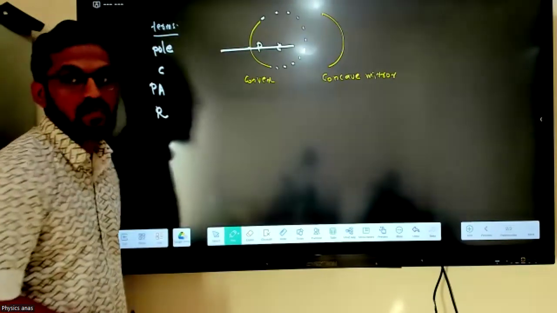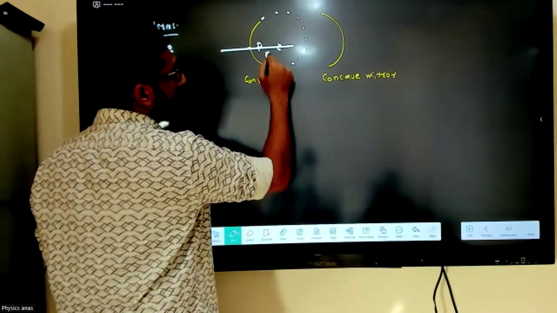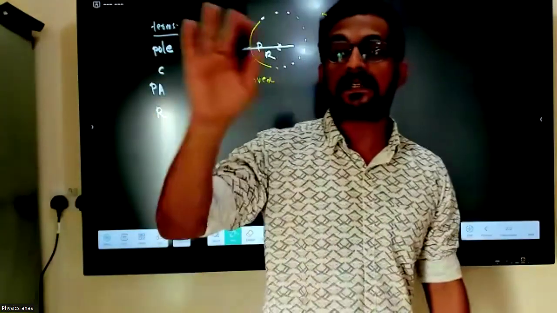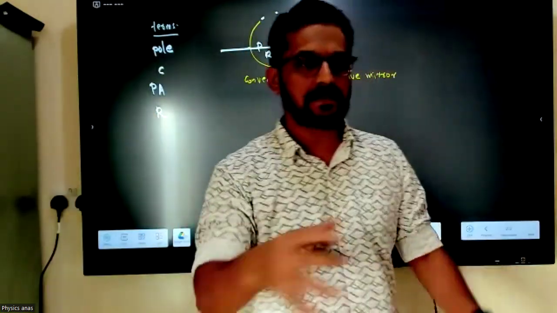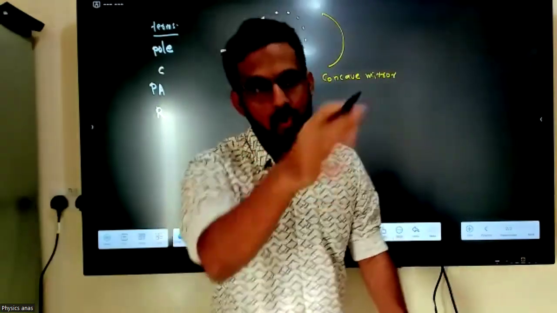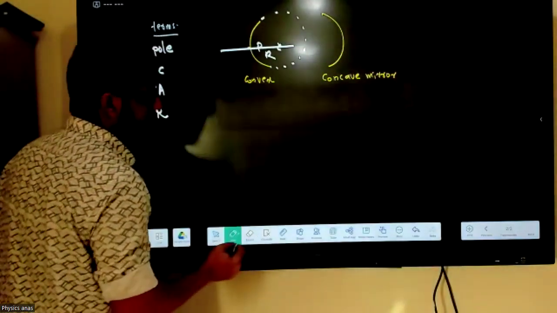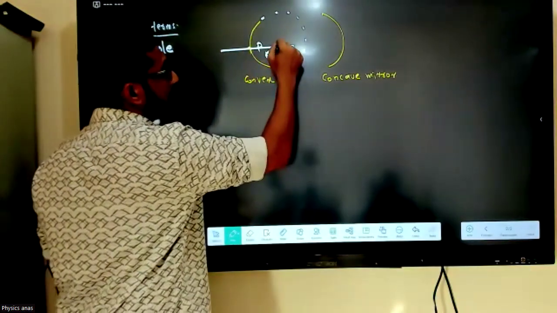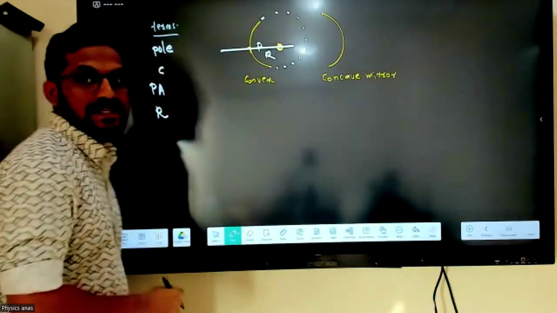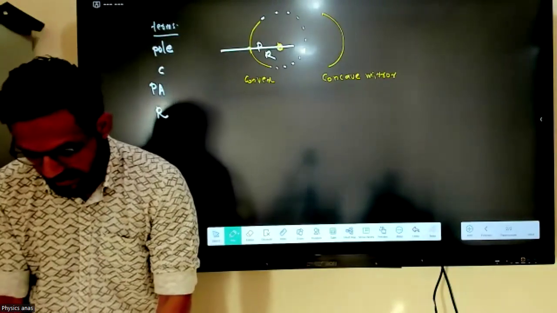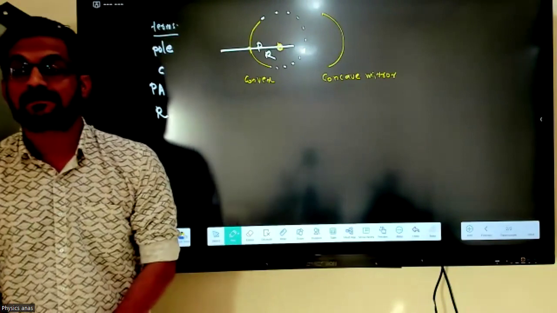And then radius of curvature. What is radius of curvature? The radius of the sphere of which the spherical mirror is a part, or the distance from the pole to the center of curvature. That is the radius of curvature. You know that. And principal focus.